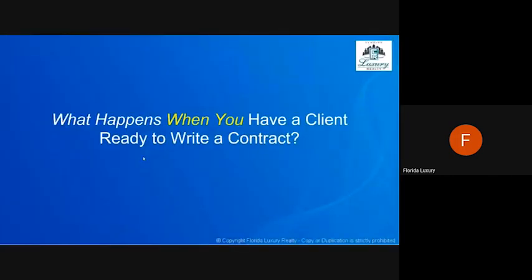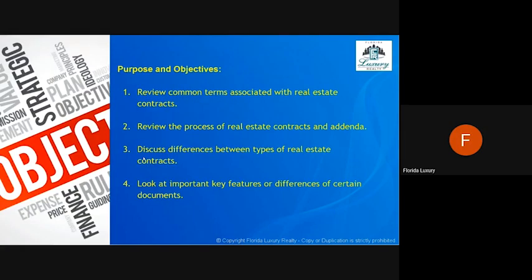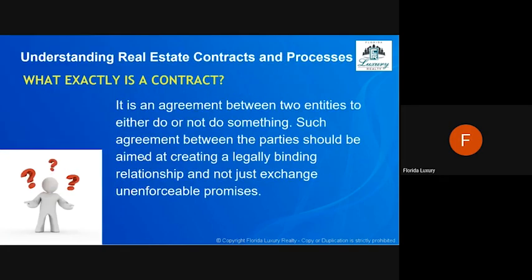There we go. So what happens when you have a client that's ready to write a contract? That's the theme for today. We're going to review common terms associated with real estate contracts. We're going to review the processes of real estate contracts and addenda. We're going to discuss the differences between the types of real estate contracts, and then we're going to look at important key features or differences of certain documents. I know that sounds totally captivating.